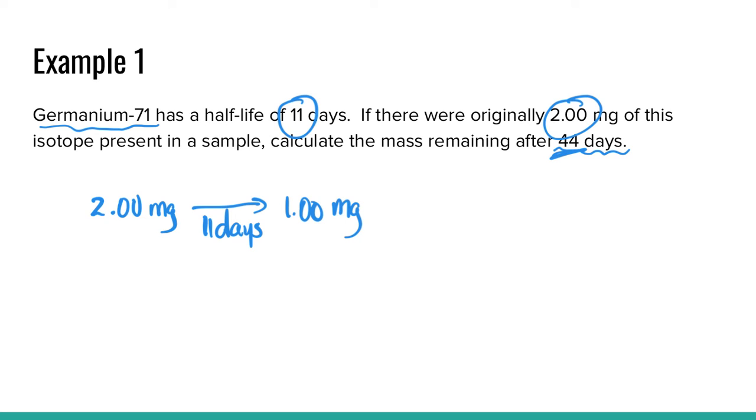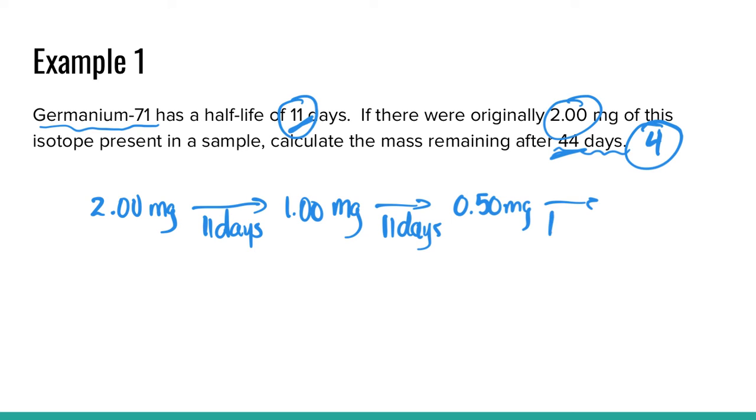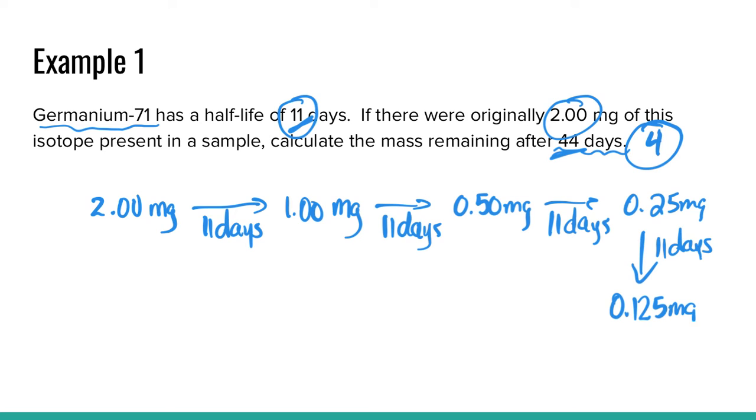Now, 44 days with an 11-day half-life means we're going through 4 of these cycles. So let's do the other 3. If we go another 11 days, half of 1 is 0.5 milligrams. If we go another 11 days, then half of 0.5 is 0.25 milligrams. And then if we go one more half-life of 11 days, we have 0.125 milligrams left. So that's how much would be remaining after 44 days.